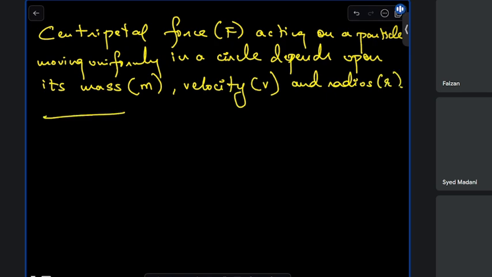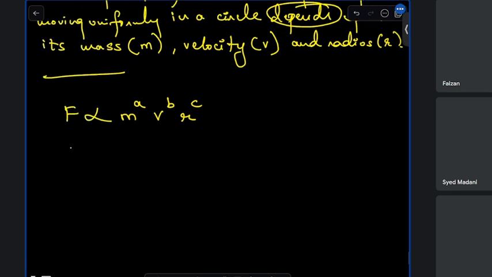Left hand side says centripetal force F depends. You'll have to look for the word depends. Put that symbol on what? Mass. M to the power A. Velocity to the power B. R to the power C. Perfect. Now find what? A, B, C. So to remove the proportionality, you'll put K, M to the power A, V to the power B, R to the power C. Now when I try to write dimensions, please follow this hint.